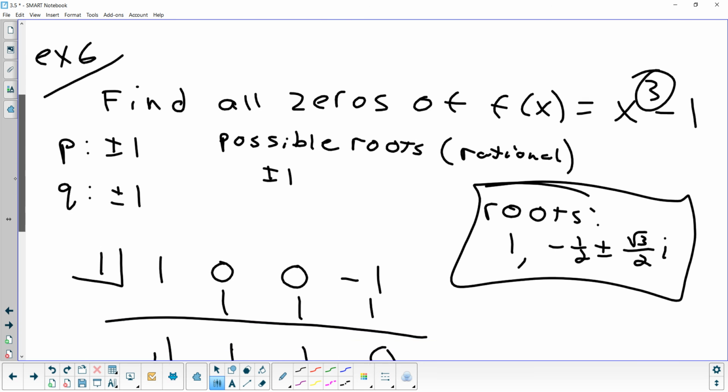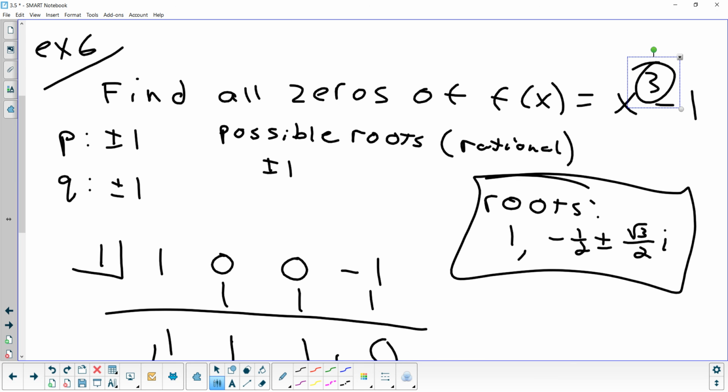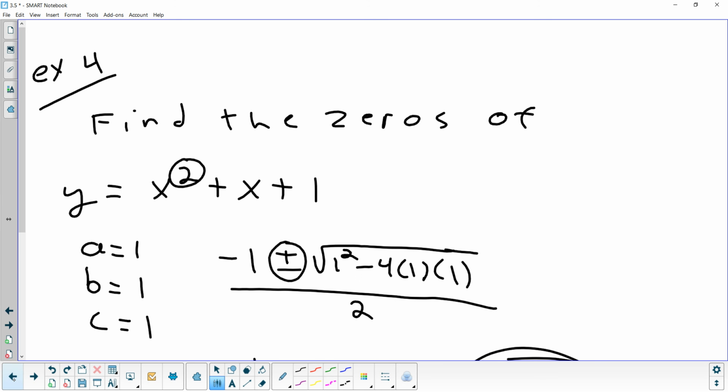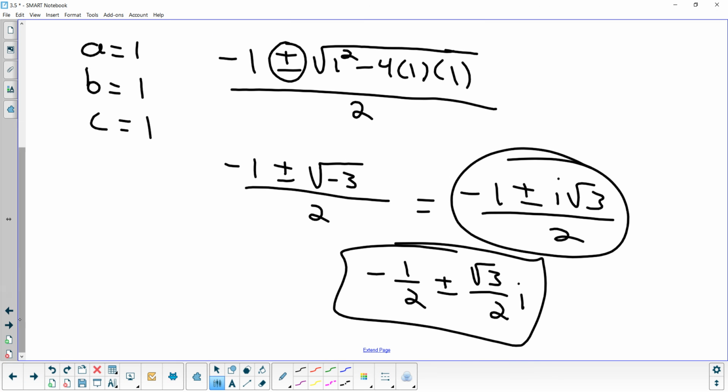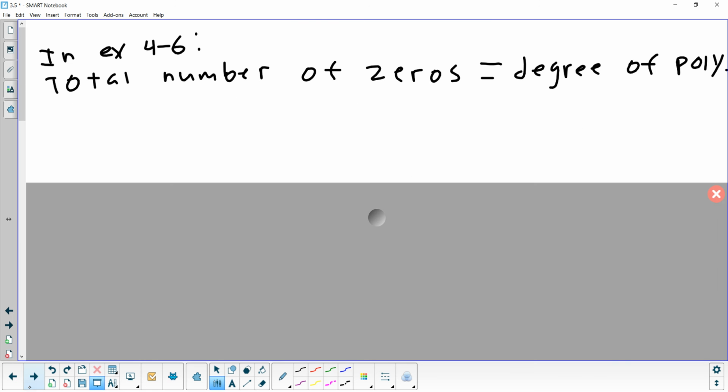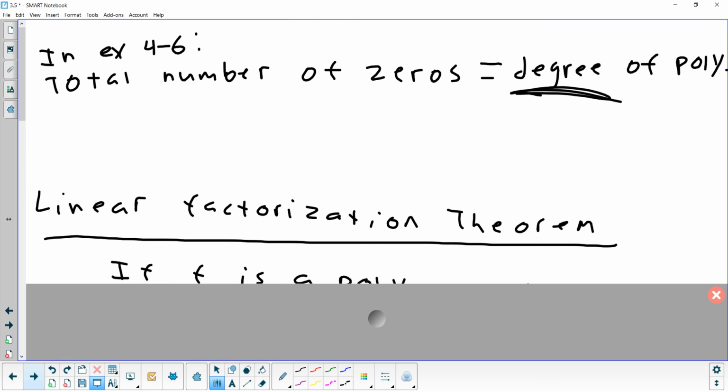So notice in this problem, highest exponent was a 3. 1, 2, 3 answers. Highest exponent in this problem was a 2. 1, 2 answers. In fact, that will always happen. The number of zeros, or the number of answers that you get, is always equal to the highest exponent. It could be a combination of real and imaginary, but together, they always have to add up to the highest exponent.